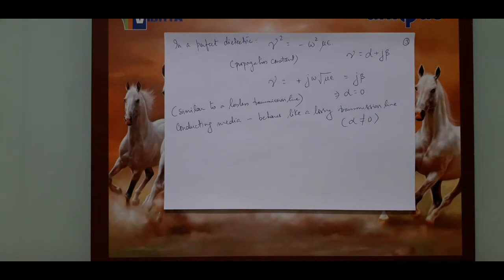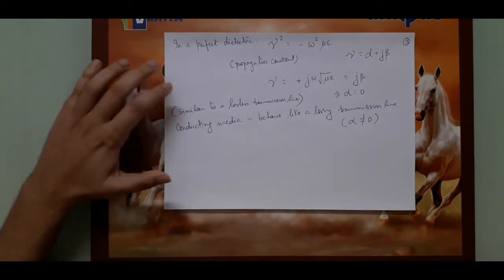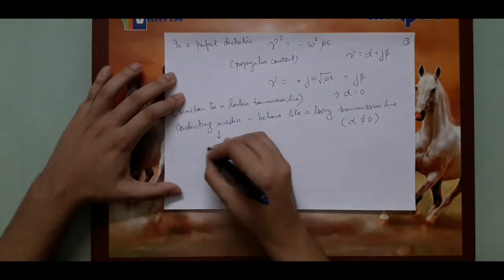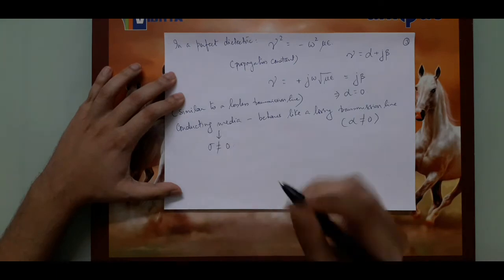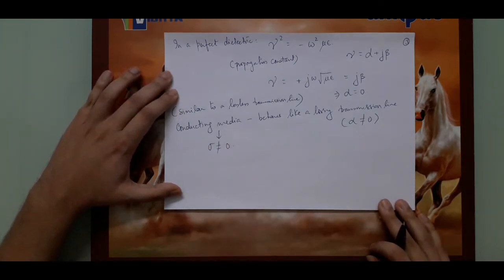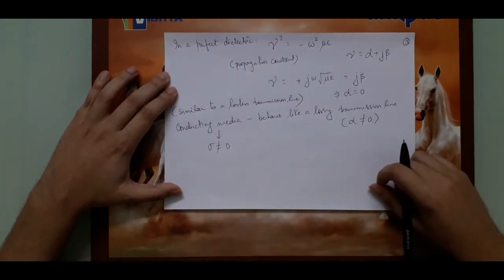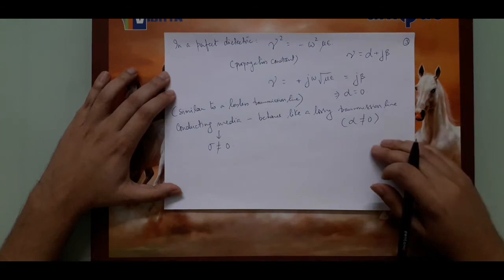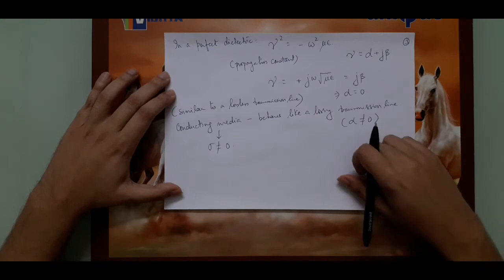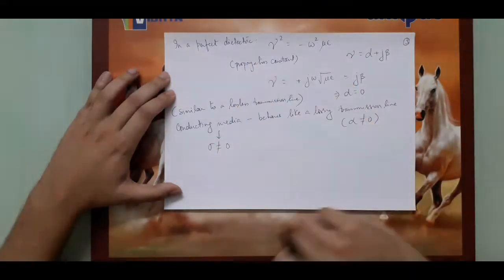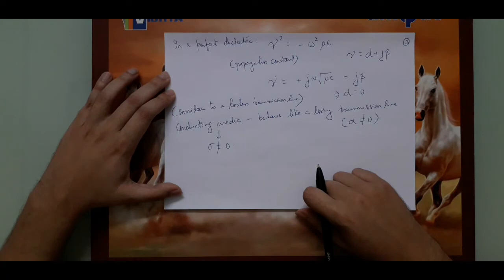So now the question is, how can we represent conducting media? For conducting media, the distinguishing feature is that sigma, the conductivity, will not be equal to 0. So in case of perfect dielectrics, we had said that let the medium be such that there are no free charges. So therefore the conductivity is always 0 in the dielectric. What exists is the displacement current.